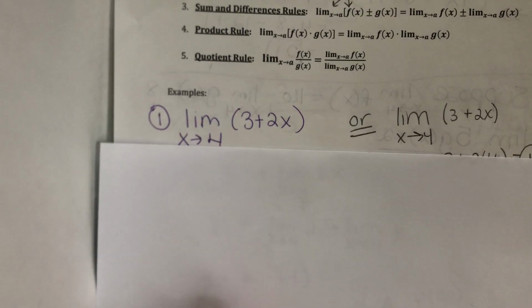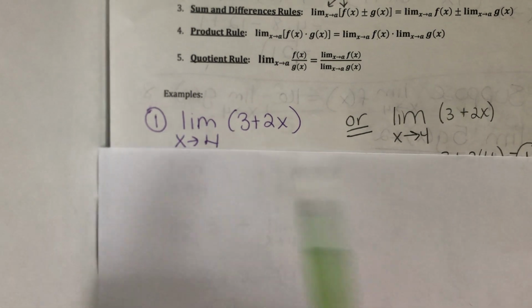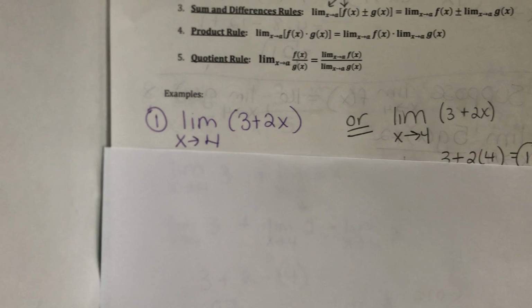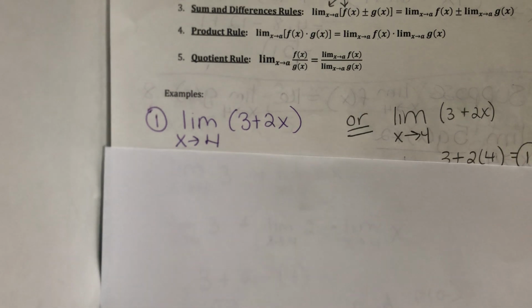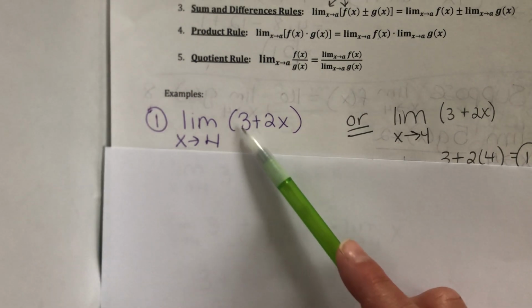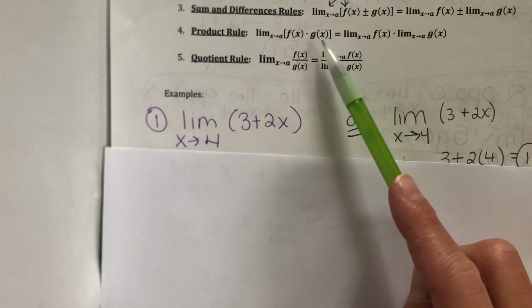The first one here, the limit of 3 plus 2x as x approaches 4. And then we're doing this all algebraically over here. So all we're going to do is take this number 4 and plug it in the equation. And I'm going to do it 2 ways. I'm going to do it the way I see it here, and I'm also going to do it by expanding it with the product rule.